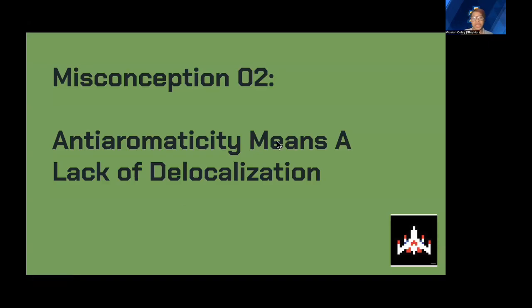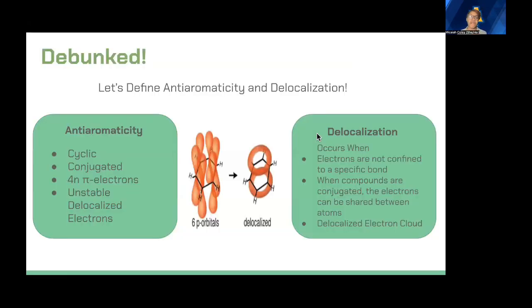Next, we have our common misconception 2, which is that anti-aromaticity means a lack of delocalization, specifically within electrons. So first, let's define anti-aromaticity and delocalization. Anti-aromaticity describes a compound that is anti-aromatic: it is cyclic, conjugated, has 4 pi electrons, and is unstable with delocalized electrons. Now, what are delocalized electrons and how do they relate to delocalization?